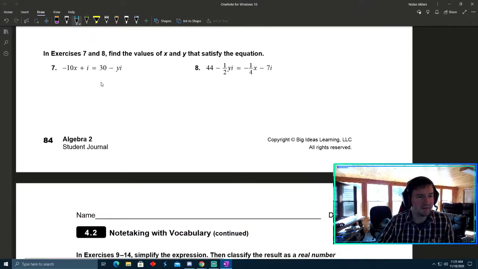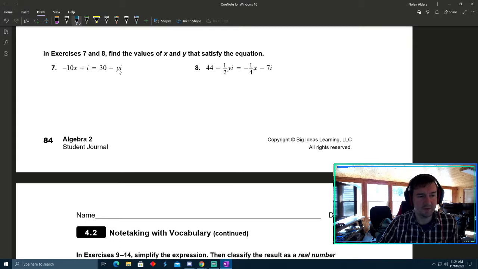Let's look at this. So let's say you have an equation and you're trying to find values of x and y that satisfy the equation. So what we want is for our i's to cancel so that we get just a real solution. So how can I get my i's to cancel in this equation? Well, we have a plus 1i here. It'd be good if we had a plus 1i over here, because then we could just subtract it from both sides and it would disappear. So my strategy is, what can I multiply by negative i to make it a positive i? And the answer is negative 1.